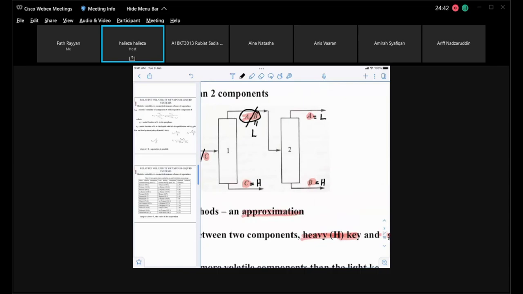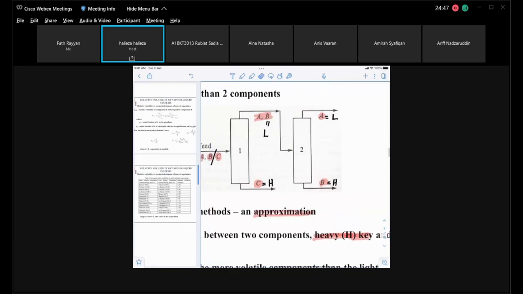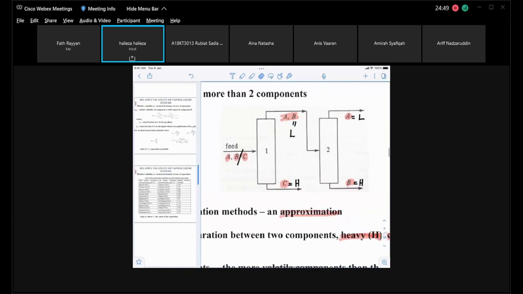Now let's go back to the first column. In the first column, you have components A and B in the top product, which is the distillate. So what is component A then? Component A is referred to as the light component. It's not the light key. It's the light component.